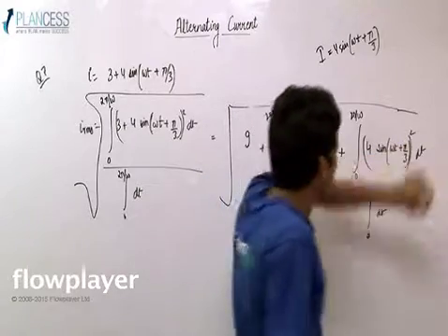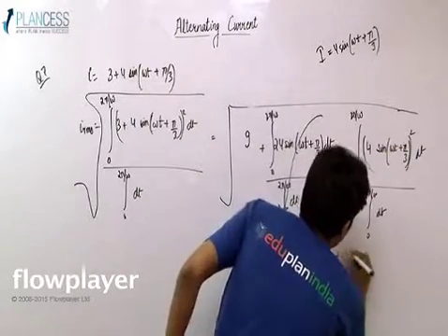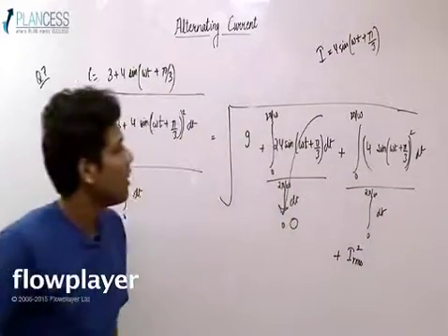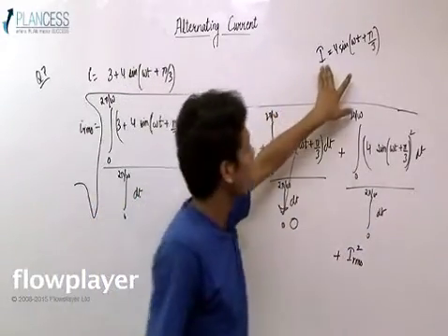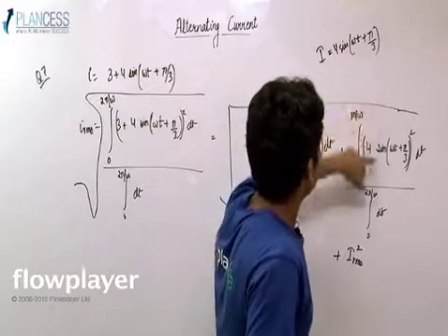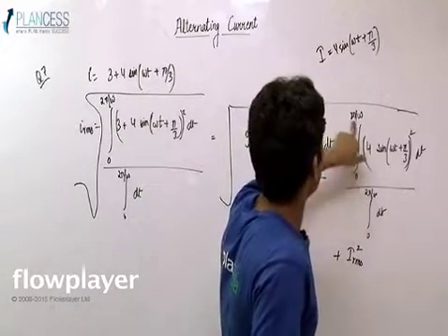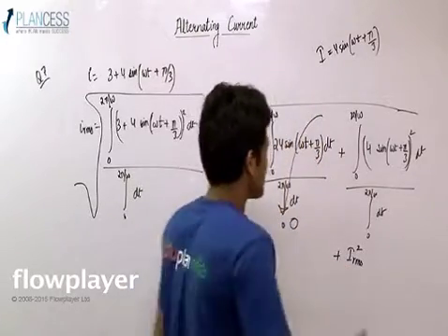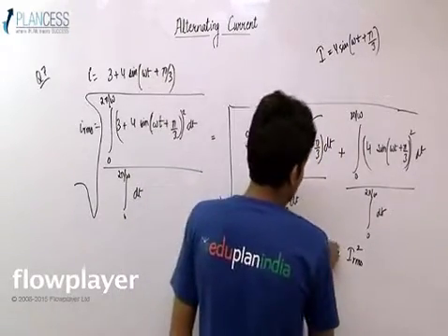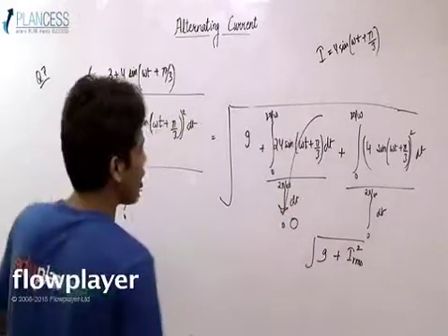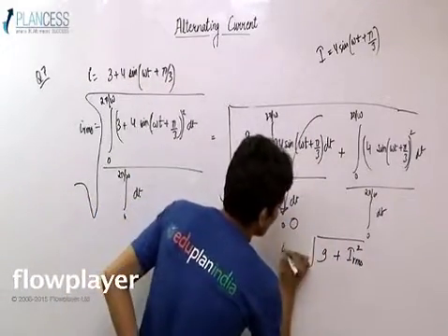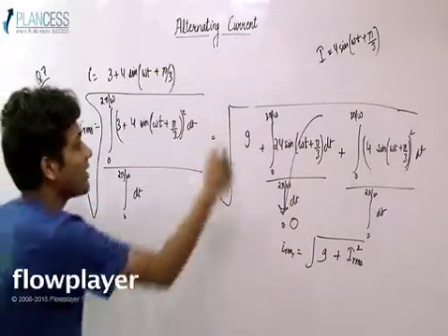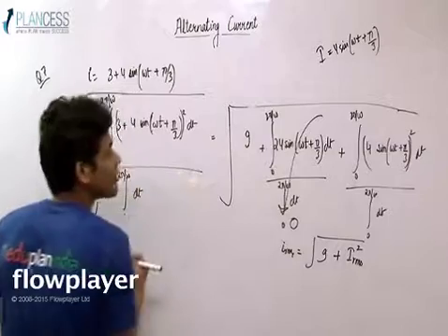Isn't this quantity written as IRMS square? Because capital IRMS is root over the integral of this whole thing squared from 0 to 2 pi by omega dt upon the integral of dt. So this can be written as IRMS square. So I can write small IRMS equals root over 9 plus IRMS square, where IRMS is the IRMS of capital I.